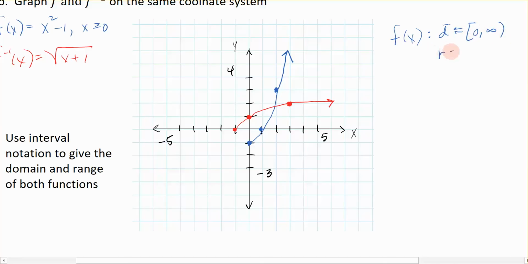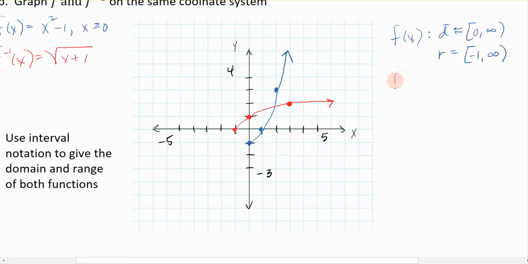And what's the range then? What are the possible y values? Well, if you're looking at this, the smallest y value is down here at -1, and it can go off into positive infinity. So I have -1 to positive infinity.